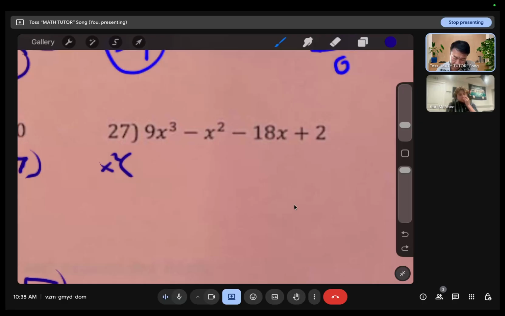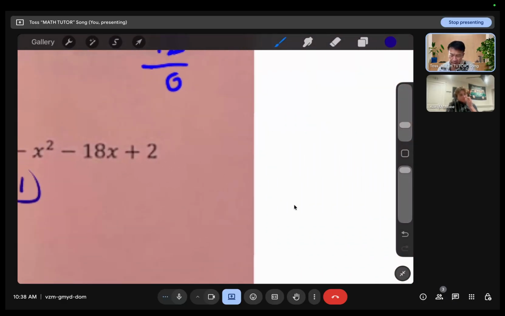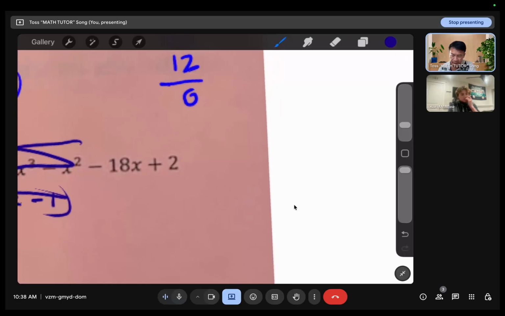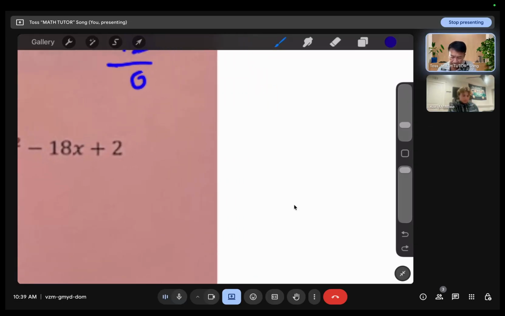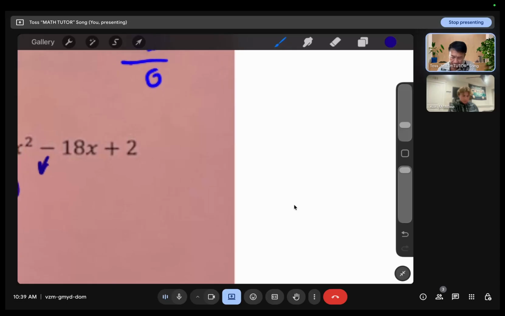X squared times 9x will give you 9x to the third. X squared times a minus 1 will give you a minus x squared, so a 1. Like that. And then, again, don't look at the first 2 completely. Again, if this is negative, the next 2, the first one of the 2 will be negative. Pull out a negative. It will be a negative something.